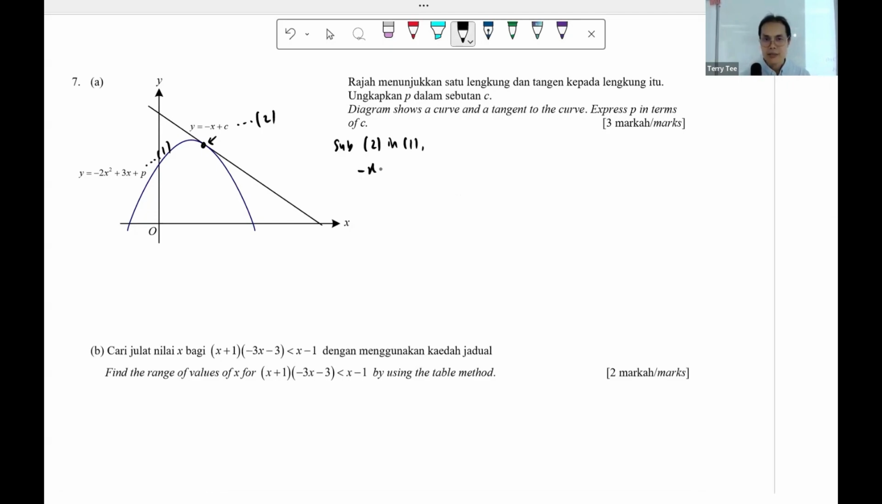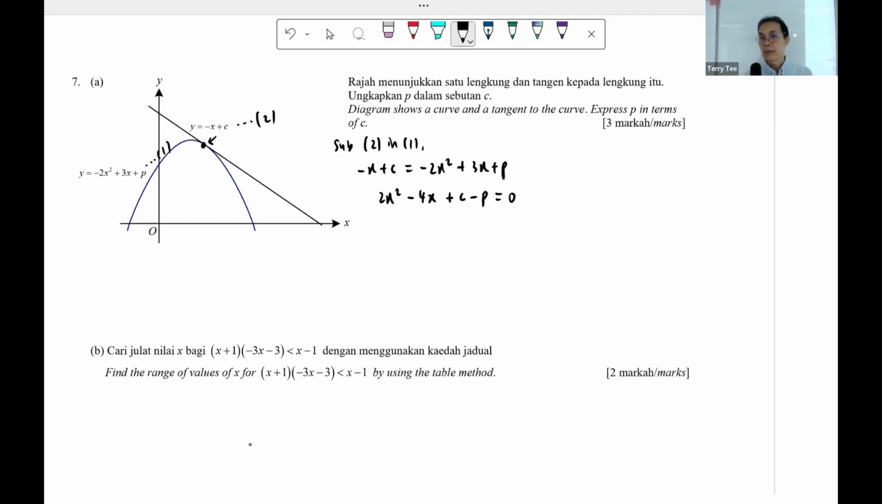We write negative x plus c equals minus 2x squared plus 3x plus p. Now, I prefer to throw everything to the left because I like my coefficient of x squared to be positive. But if you throw to the right, it's okay. Minus 2x squared bring to the left becomes 2x squared. Minus 3x, minus x bring over, minus 3x is minus 4x. Then you have c minus p equals 0, right?